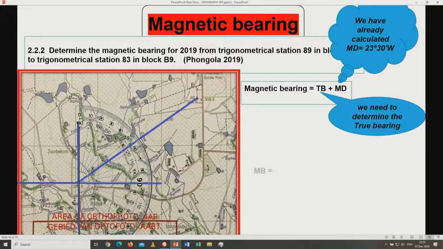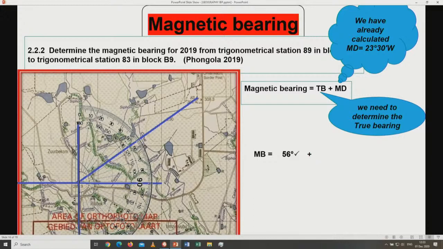In this case right now, we have our true bearing as 56 degrees. When I measure from there, from 0, 10, 20, 30, 40, 50, 56. Okay? Once I have that, I have to remember the formula says magnetic bearing is true bearing plus magnetic declination.